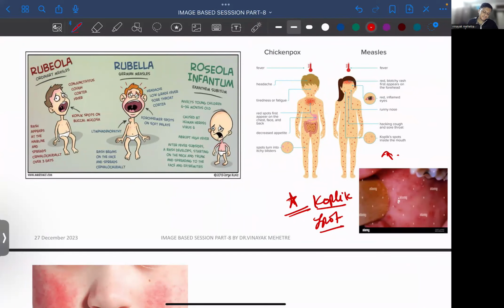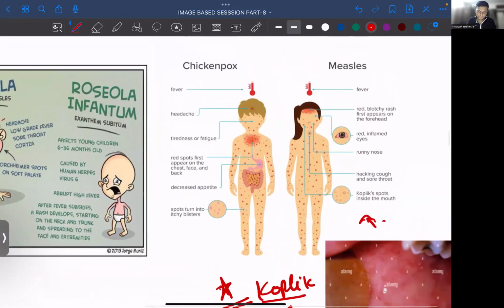Now, how to differentiate chickenpox and measles? चिकन पॉक्स में क्या मिल रहा था हमें? Now, measles and chickenpox, the differentiation is: chickenpox will start from the chest, measles will start from the head. Okay, ठीक है?